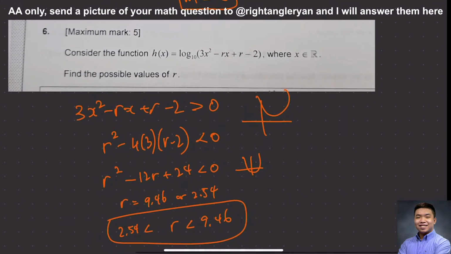Yeah, so solution just means where the graph passes the x-axis, right? Solution means root, means x-intercepts.